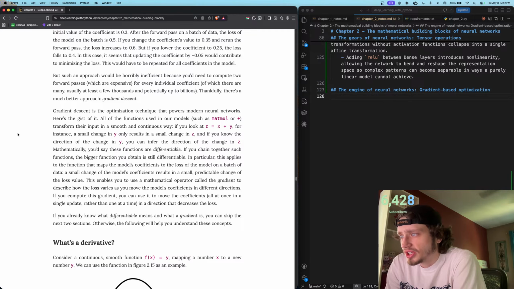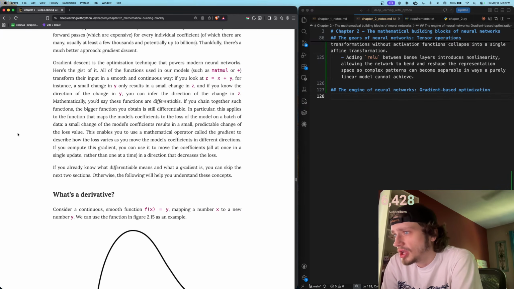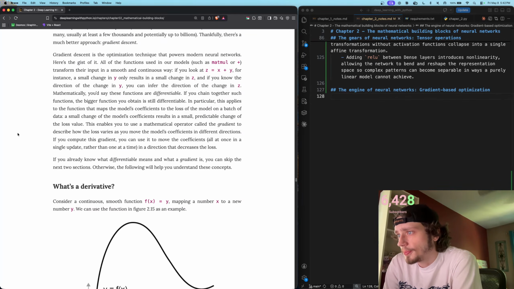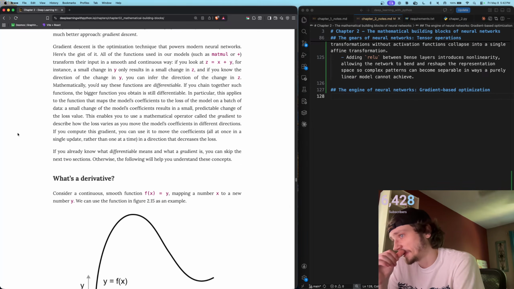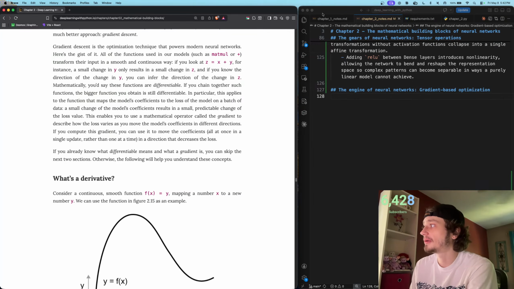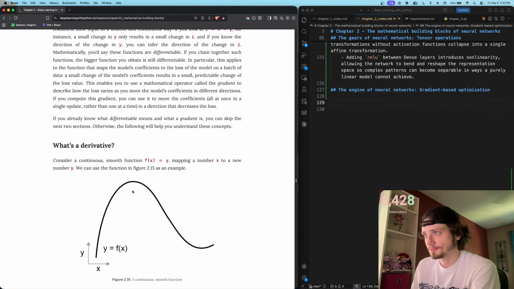If you already know what differentiable means and what a gradient is, you can skip the next two sections. Otherwise, the following will help you understand these concepts. All right, so it looks like we're going to get into some calculus here. If you haven't had any calculus exposure yet, here we go.